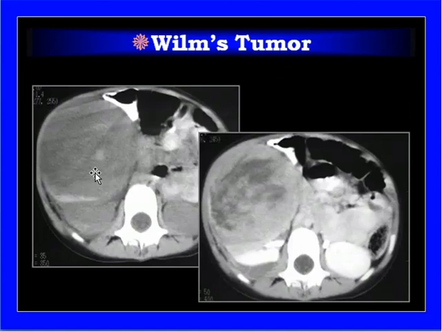Wilm's tumor involving the right kidney. The right kidney is malpositioned, displaced due to the presence of a large mass. On the left of your screen, the picture is when the contrast is not given. This is plain. On the right of your screen, when the contrast was given, the left kidney shows normal contrast uptake. The left kidney, as I said, is displaced, but still contrast excretion is intact.